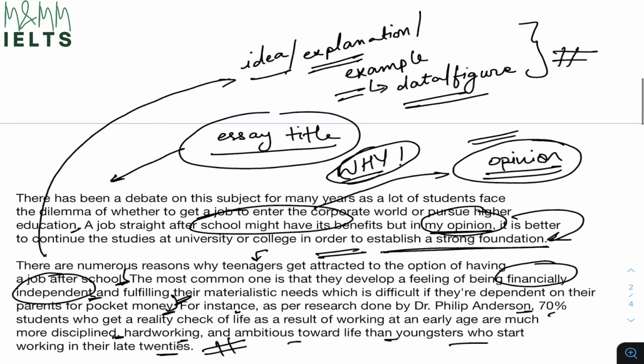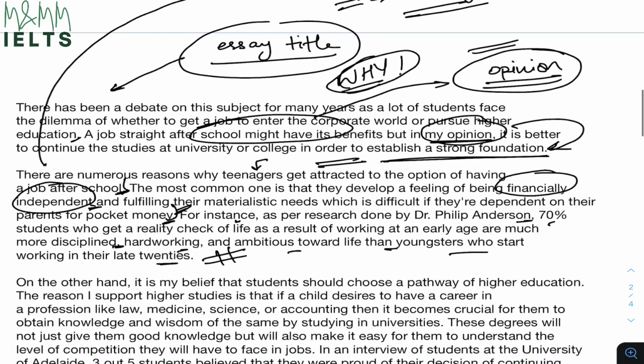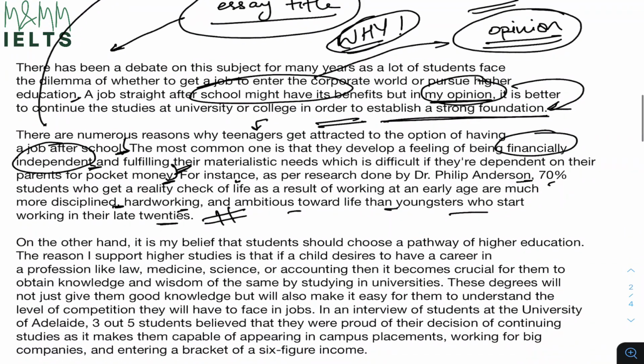Now let us move on to the next paragraph. Now, because I have already discussed what it is to have a job after school, I will not talk about having a job after school in this paragraph. I will only talk about going to university or college after school. In one paragraph, I will only discuss one view. I will not touch the other view. Now, on the other hand, because it's the second view, it is my belief, I have again clarified that this is my opinion, that students should choose a pathway of higher education.